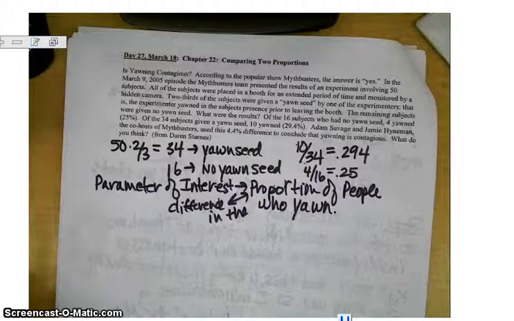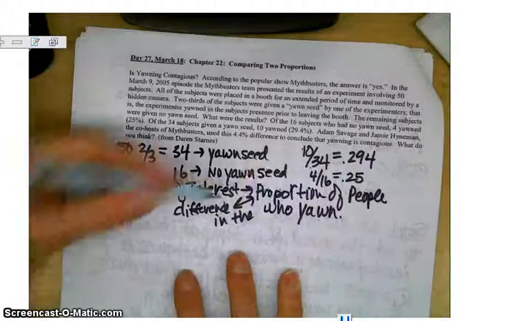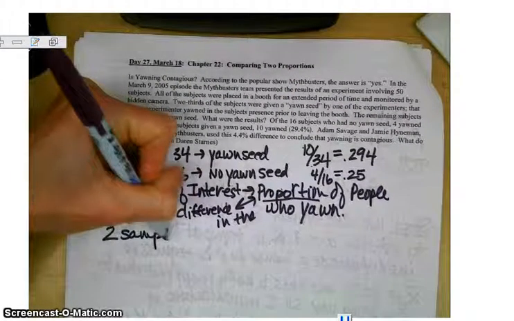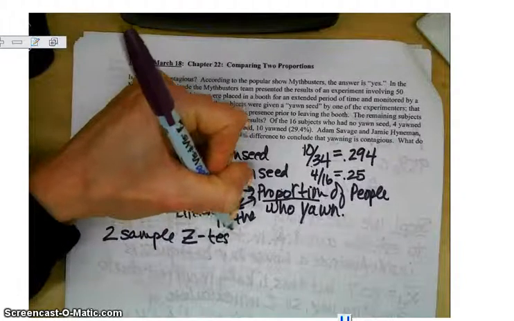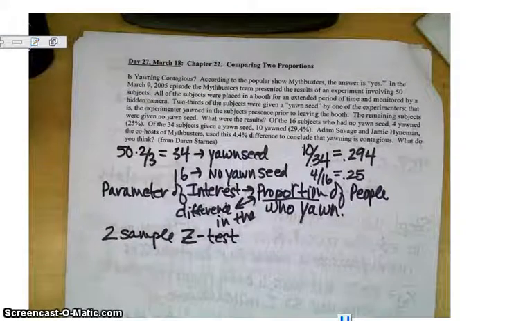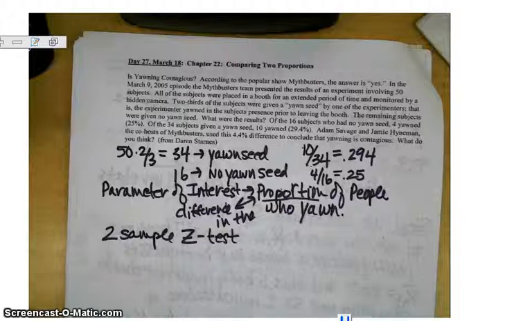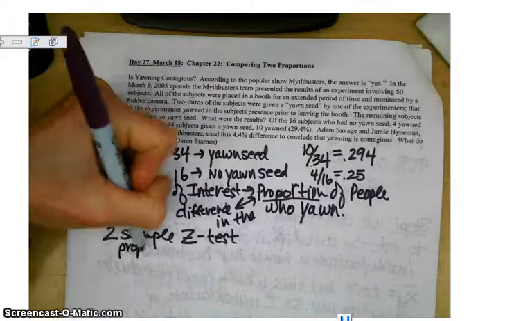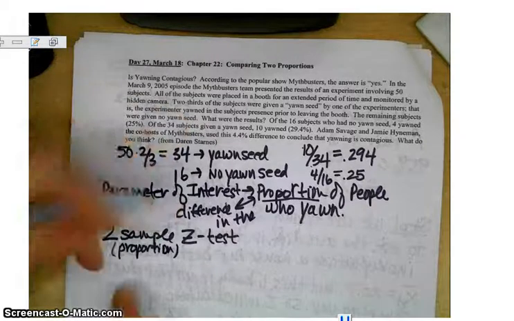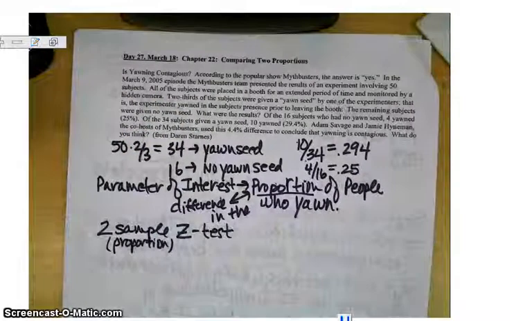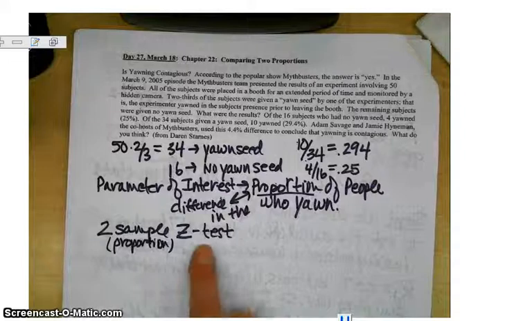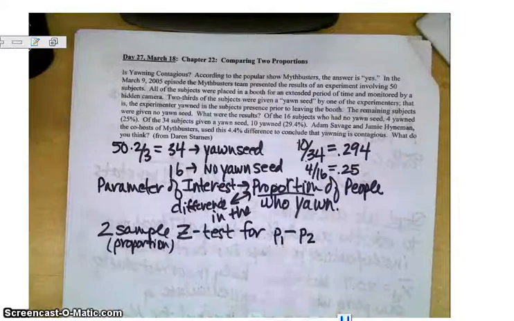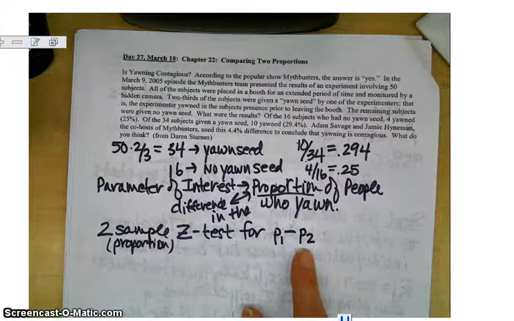Okay. So what this type of test is called, since we're dealing with proportions, is a two-sample z-test. Why can I use a z? Because it's proportions. With proportions, you can use a z-test. A two-sample, or you could call it a two-proportion, either way. In fact, your calculator refers to it as a two-proportion z-test. A two-sample z-test for P1 minus P2. P, remember, is the variable we use to represent proportions.